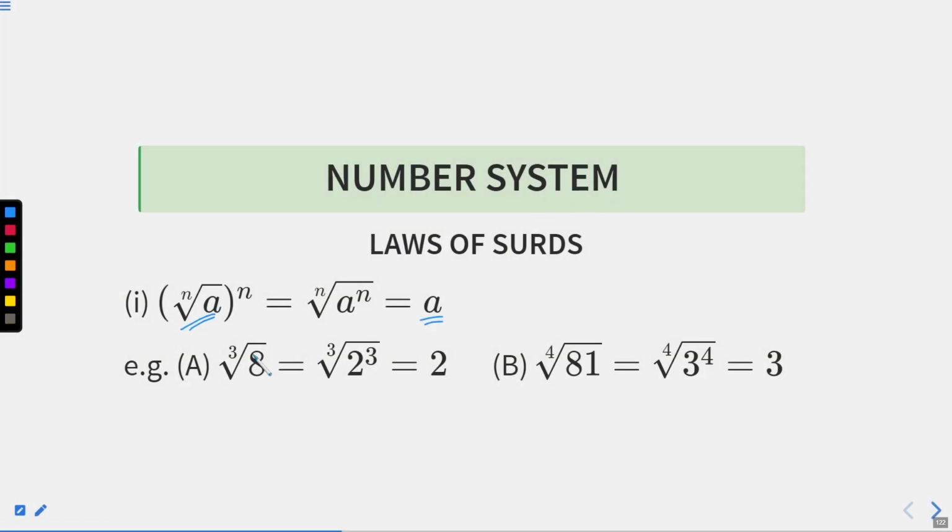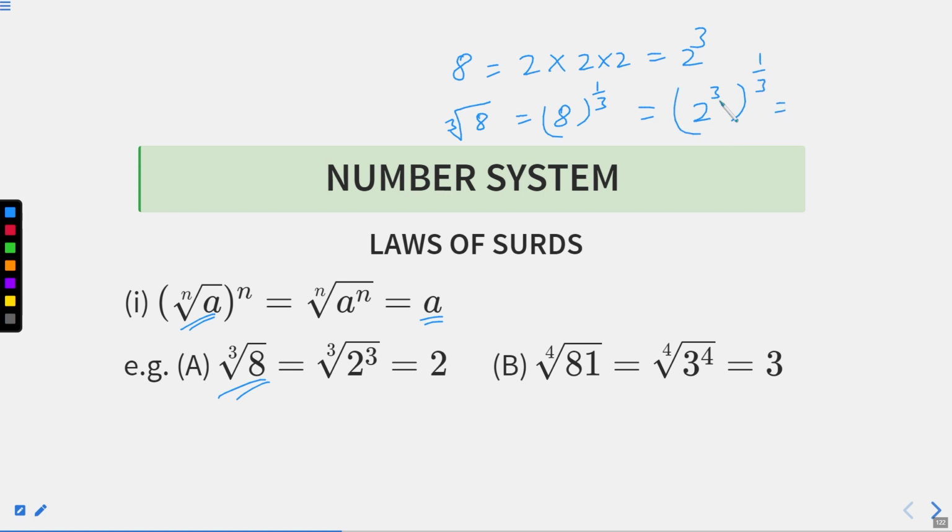Let's see an example. The cube root of 8. I know 8 can be rewritten as 2 times 2 times 2, which is 2 raised to the power 3. Now we are talking about the cube root of 8, which I can further rewrite as 8 raised to the power 1 by 3, and 8 equals 2 raised to the power 3, all raised to 1 by 3. I know from the above law that it is equal to 2. Clear? In a similar manner we can solve here.